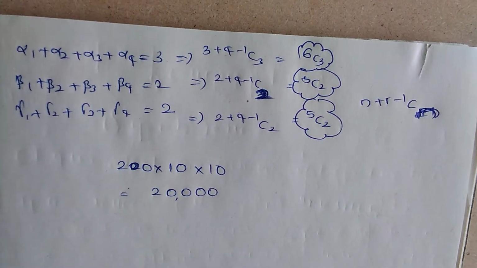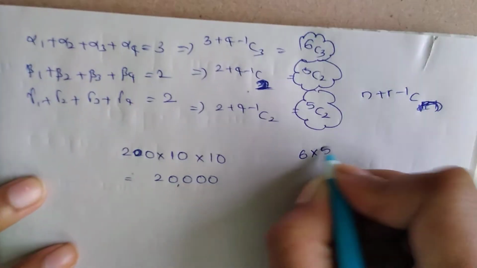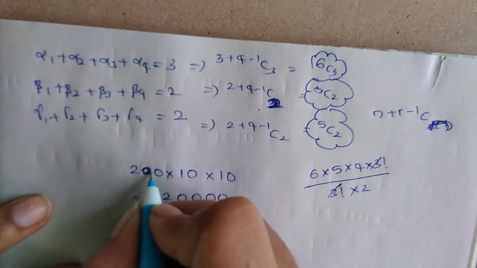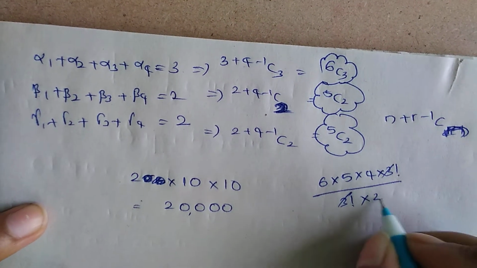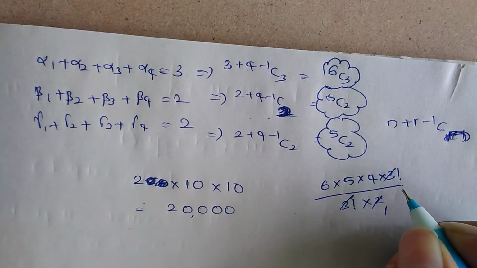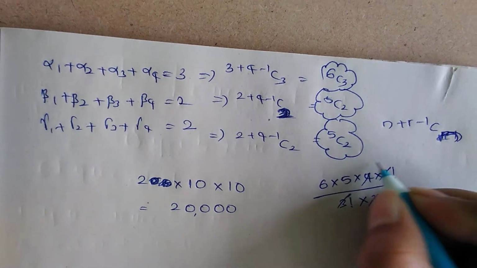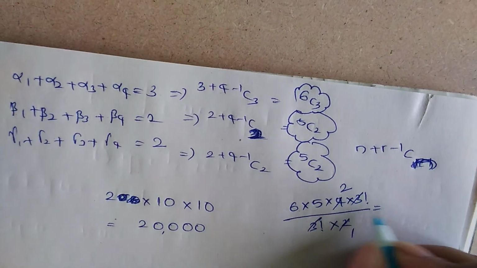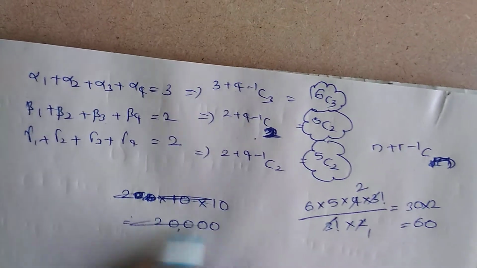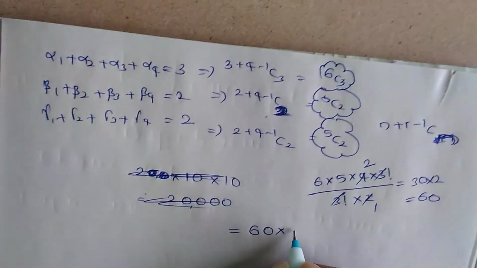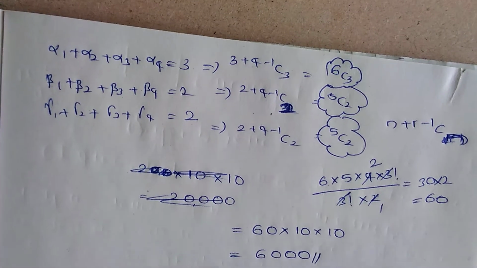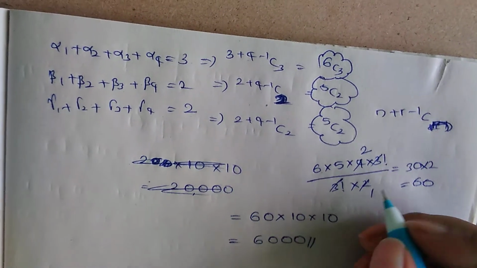Okay. First you check one minute. I don't exactly remember. Sorry, this is 20. Thirty to 60. 60 into 10 into 10. Yes. Is it correct?